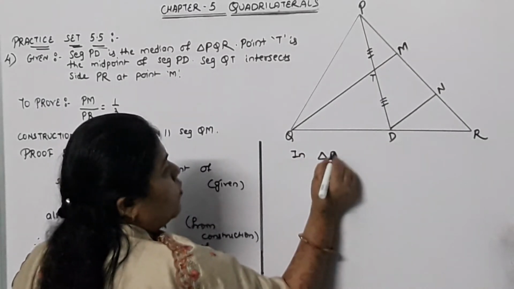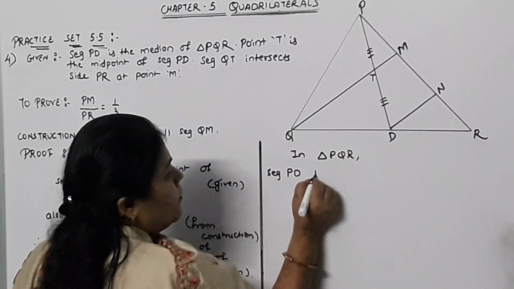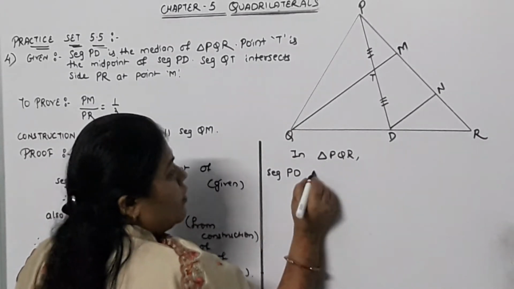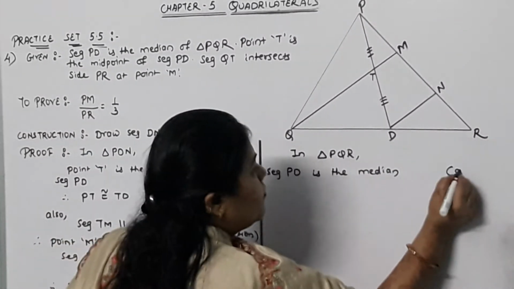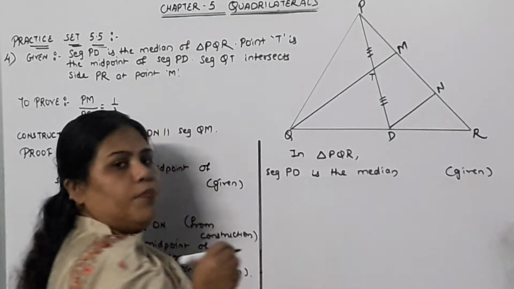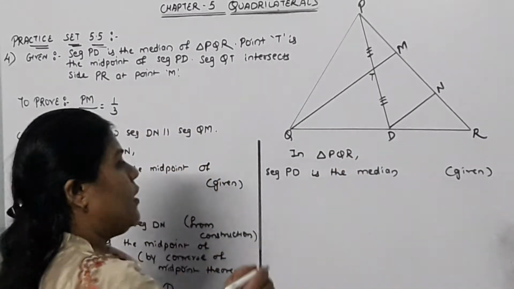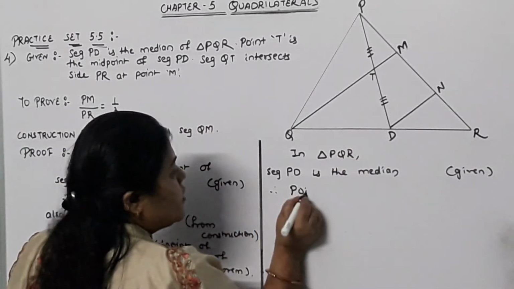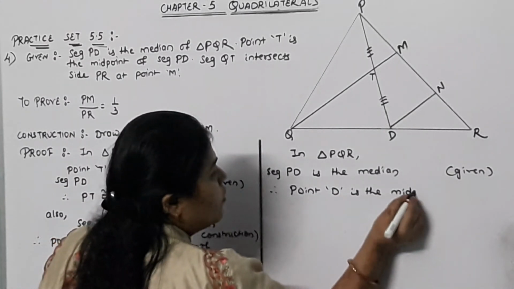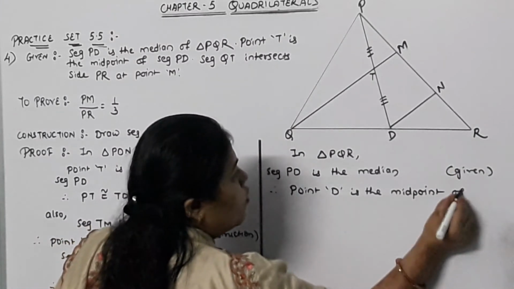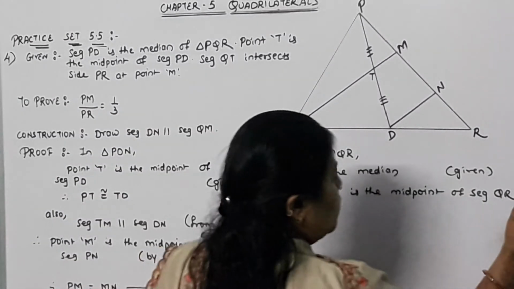Then we will consider the whole triangle PQR. In triangle PQR, PD is the median, given. What is the property of median? Median divides the opposite side in two equal parts, right? Therefore, point D is the midpoint of seg QR. This will be your equation 2.